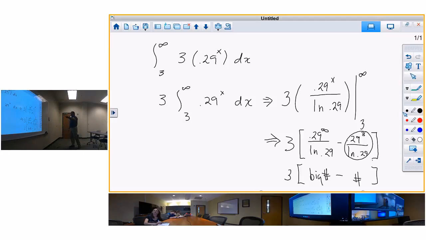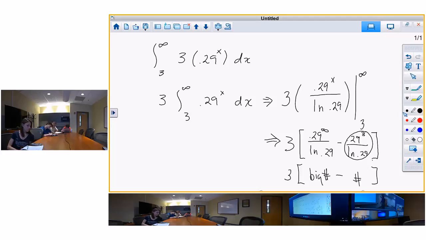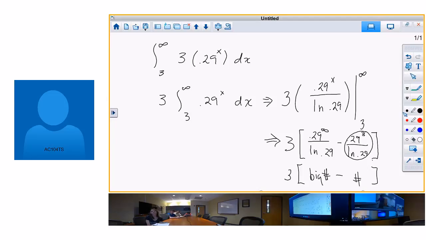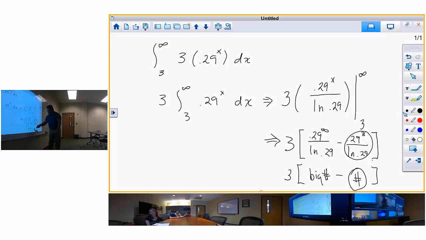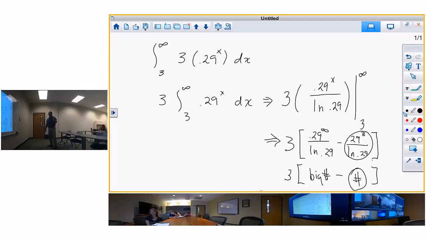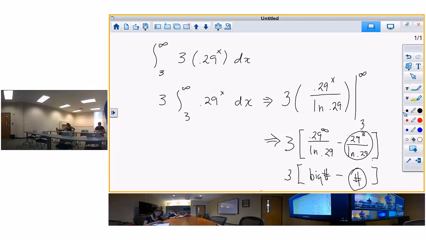What does 0.29 to the third power over natural log of 0.29 come out to be? 0.0197. Okay, so there is a number there, and that's the definitive point right there. Now, if you did it on the calculator from 3 to 99999, did you come up with 0 area? Yeah. Okay, it should be more than that. You might have to take it to like 5 or 6 nines for it to come up to 0.03, but it is convergent.